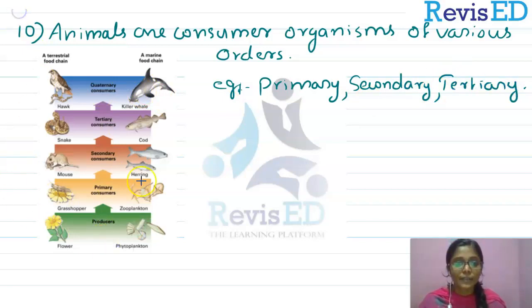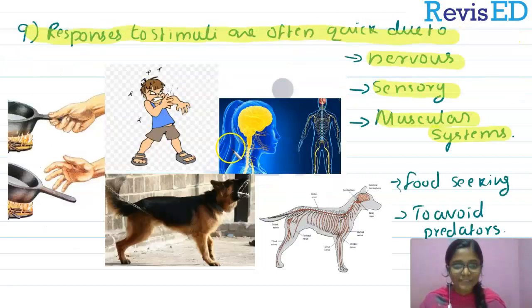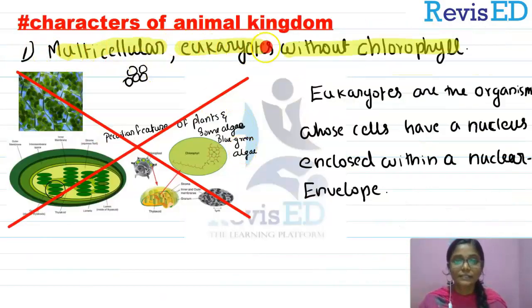Look at the picture. In the bottom level, we can see producers. Animals are not included in producers, hence they are heterotrophic. So, in the remaining levels, the primary, secondary, tertiary and quaternary levels, all levels are occupied by animals. So, we can say that animals are consumer organisms of various orders. Is it clear? Yes, I hope you are clear with this concept.